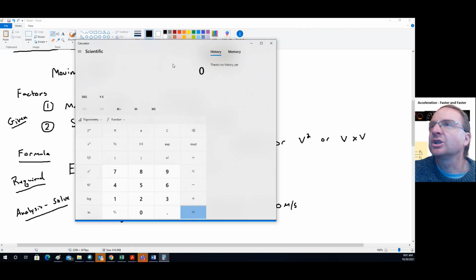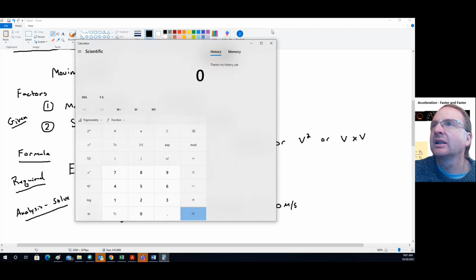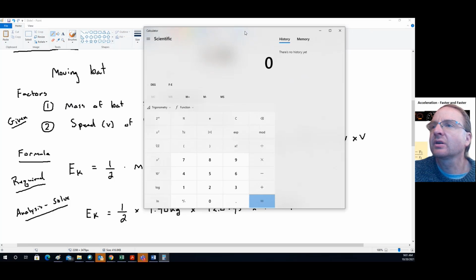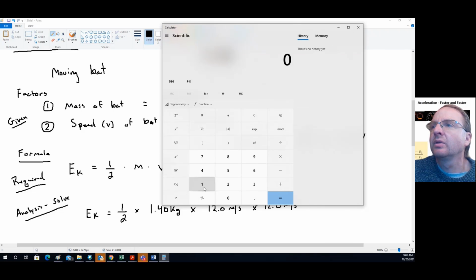Whoops, just a gigantic calculator. Sorry. Let's get the computer working how I want it to work. 1.4. Oops, start with a half. You don't have to, obviously. It's all multiplication, but it's good procedure. Half is 0.5, right? So 0.5 times 1.4, times 12 times 12. Let's see what we get here.